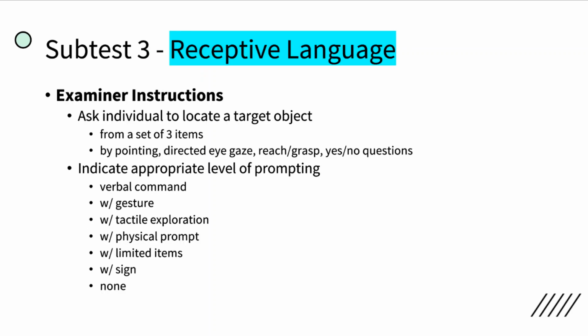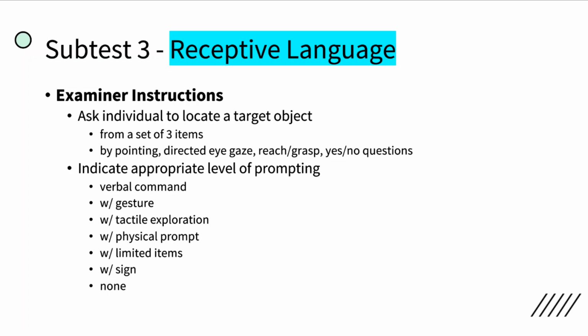Subtest 3 looks at the individual's receptive language abilities. This can be assessed by determining whether the individual is able to locate a common, named, or signed target object from a set of at least 3 items at a time by pointing, directed eye gaze, reach grasp, or through yes/no questions asked by the examiner or others. The examiner should indicate the appropriate level and means of communication necessary to elicit correct responses. Options to be checked include verbal command, by function, with gesture, with tactile exploration, with physical prompt, with limited signs, with limited items, with sign, and none.